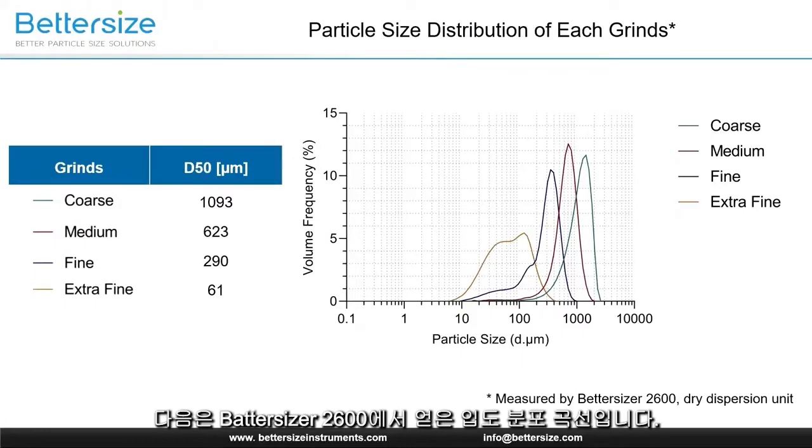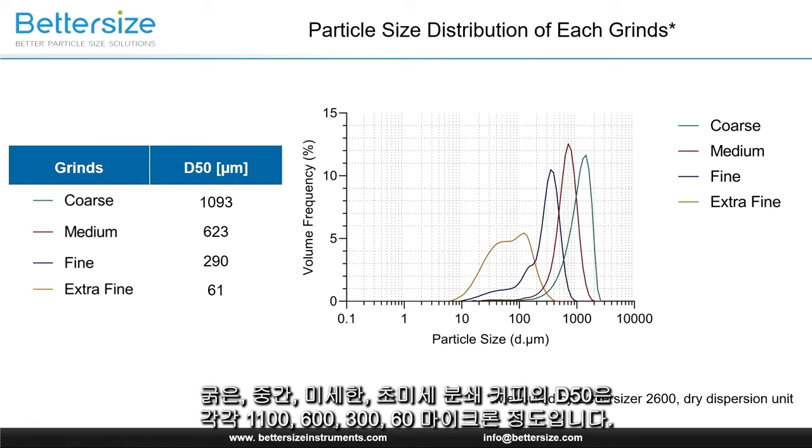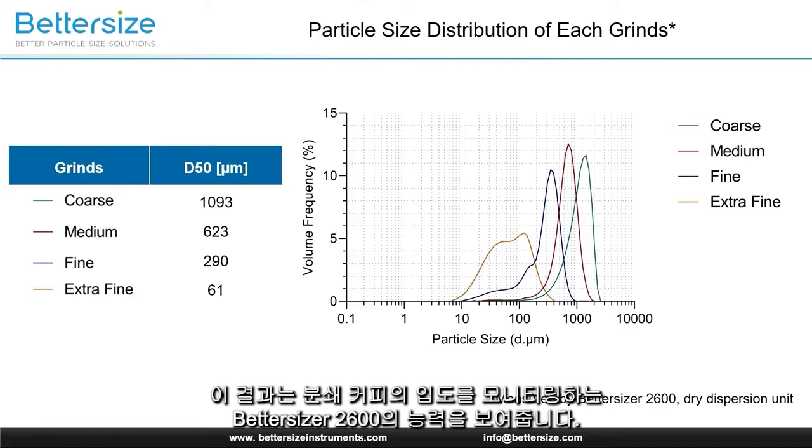Here are the particle size distribution curves obtained from the Bettersizer 2600. As we can see, the particle sizes of coffee decrease when the grinds are moving from coarse end to finer end. The D50s of coarse, medium, fine and extra fine grinds are around 1100, 600, 300, and 60 microns, respectively. The results demonstrate the ability of the Bettersizer 2600 in monitoring the particle sizes of ground coffee.